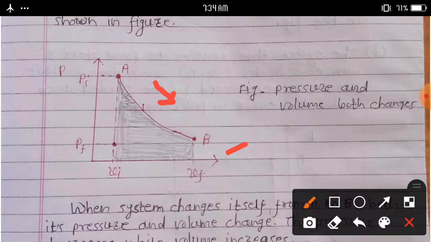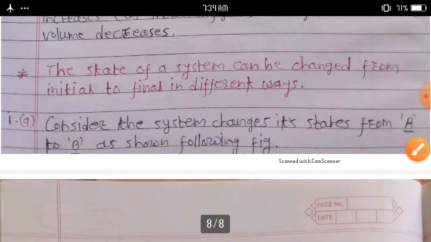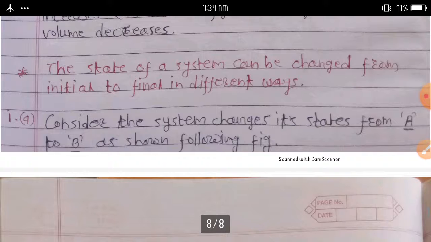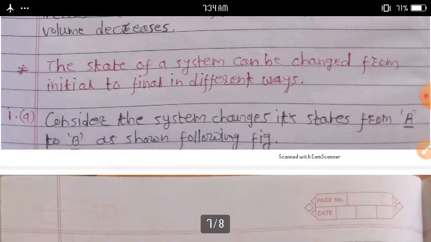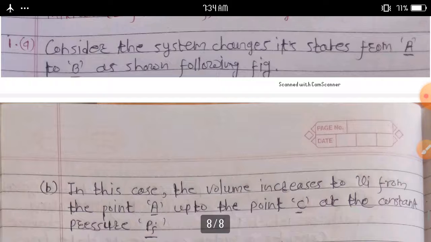Another one, the last point. Here the state of the system can be changed from initial to final in different ways. Firstly, we consider the system changes its state from A to B, as shown in the following figures.